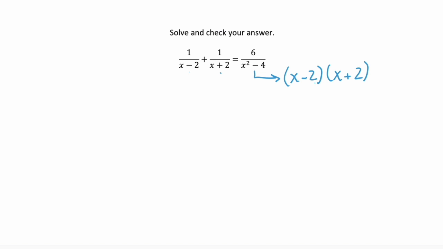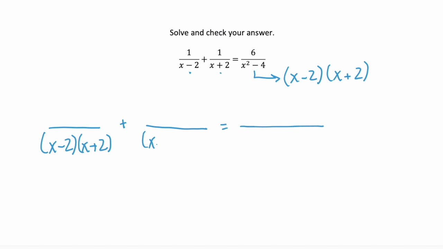Now that we know what that third denominator factors to, x minus 2 times x plus 2, and it's a composite of the previous two denominators, we know we're going to rewrite all three of those fractions with that denominator of x minus 2 times x plus 2. So our next step is to rewrite. And I'm just going to write down that common denominator for all of them. Now, the very last fraction already had that denominator, so the numerator is going to stay the same as 6.